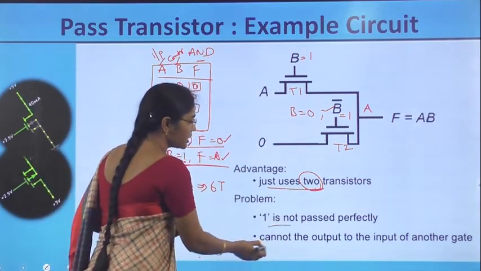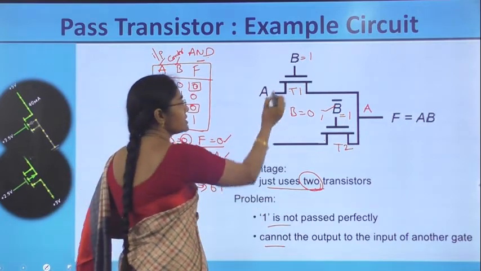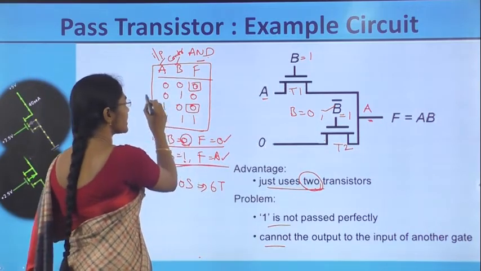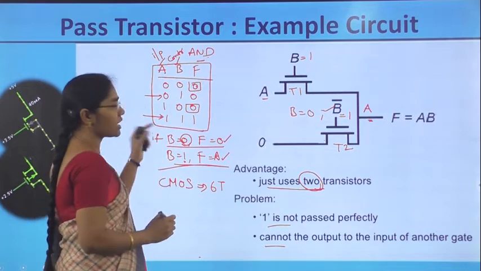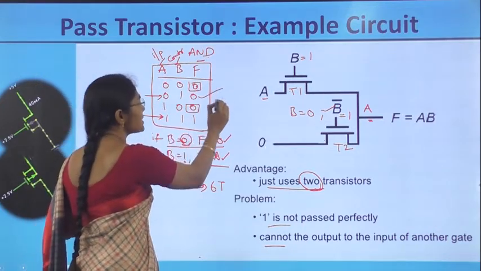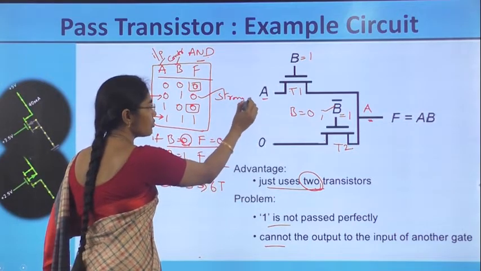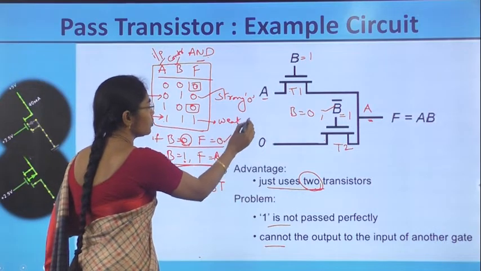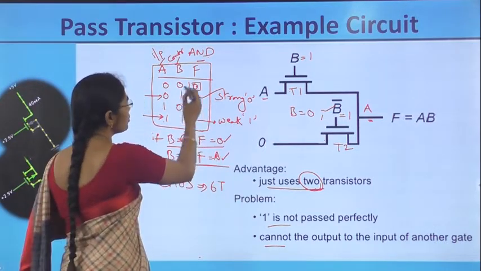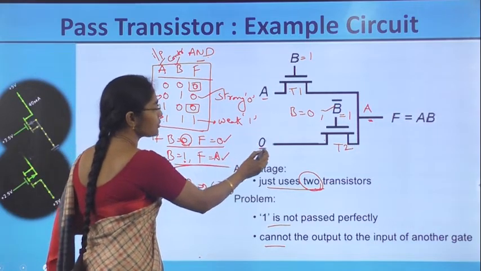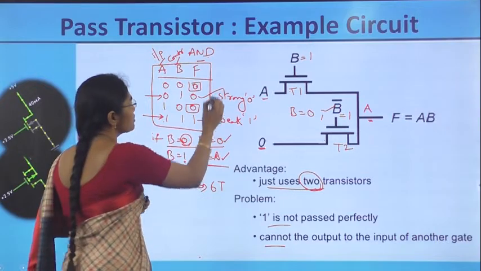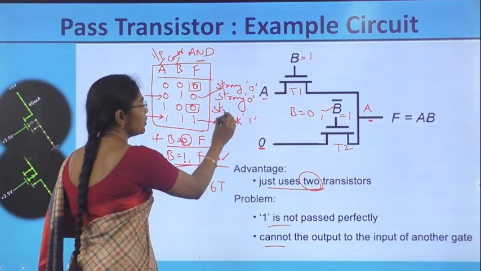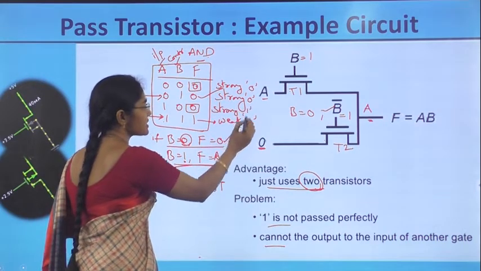But what is the problem? The problem is that when B is equal to 1, signal A is transmitted. But A is either 0 or 1. If A is 0, no problem, it passes as it is, as a strong 0. But when A is equal to 1, it doesn't pass as strong, it passes as a weak 1. In the remaining 2 cases, the output is anyway 0, no problem, it passes a strong 0. So all the 3 cases are strong values except the 1 value. That is, when signal A is equal to 1, it passes as a weak 1.